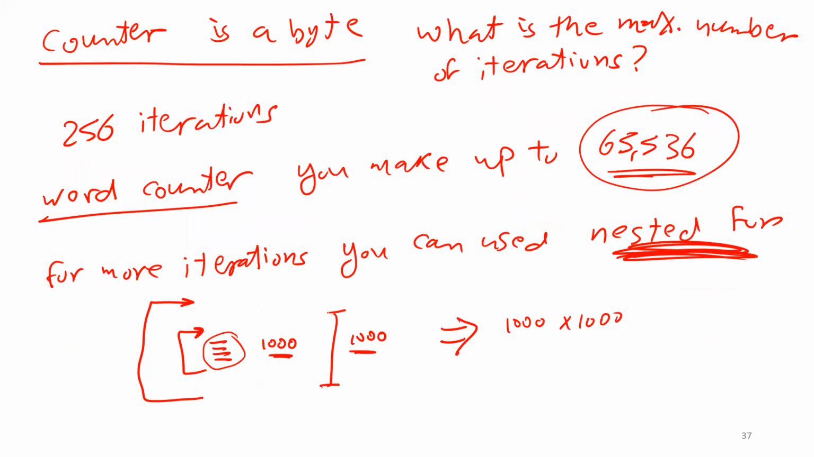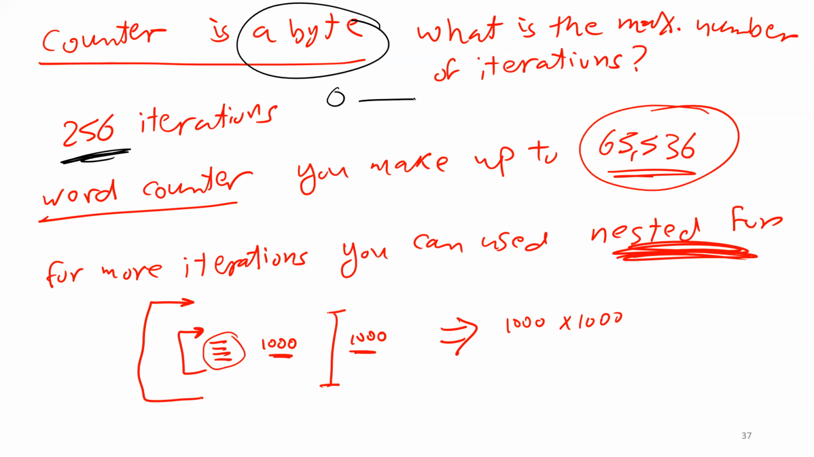Okay, guys. Also, I explained this one last time. I told you if your counter is a byte, you cannot make more than 256 iterations because I'm going to count from 0 until 255. This is the maximum number. Got what I'm saying? By the way, let me ask you a question.